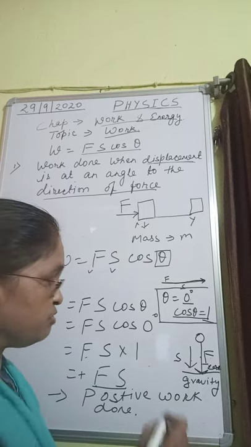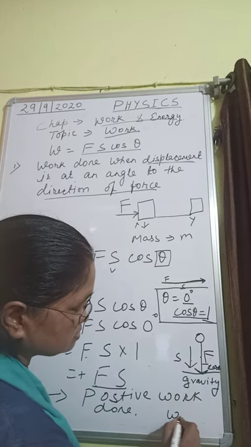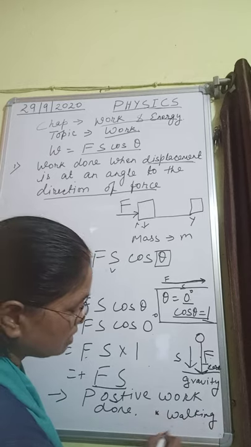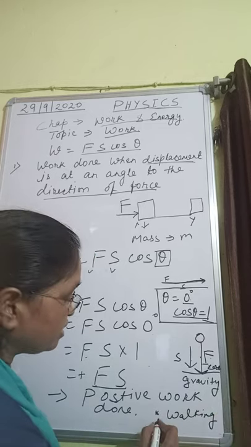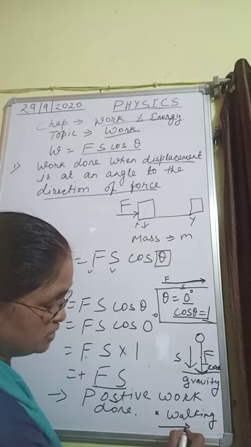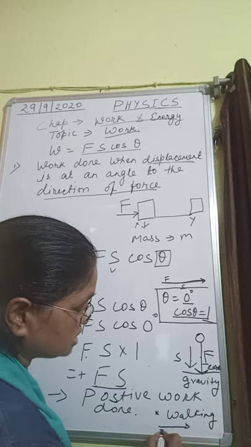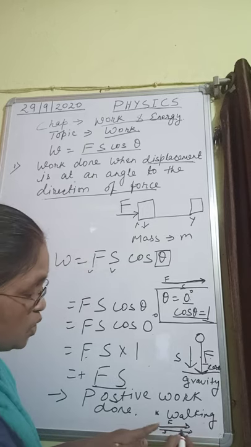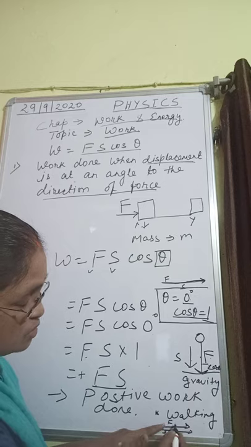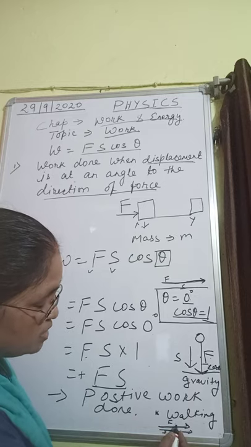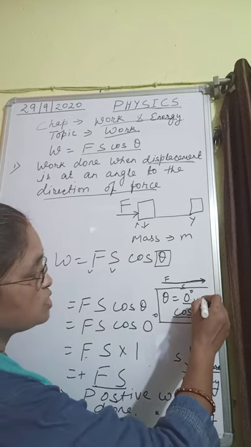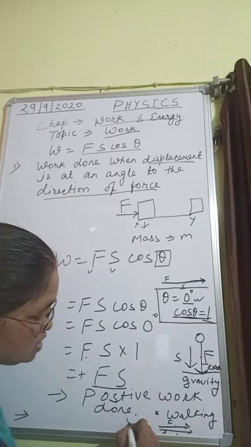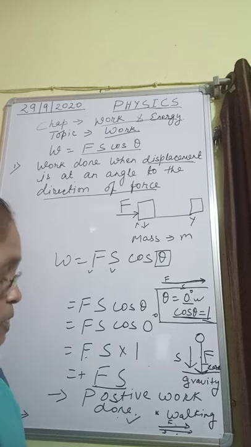Another example I am giving you. Walking. When we walk, we are applying force in some direction, suppose the forward direction. Displacement is also in the forward direction. So both the lines are parallel. The angle between them is 0 degree. So the value of cos theta is 1. And again we will get a positive work done.